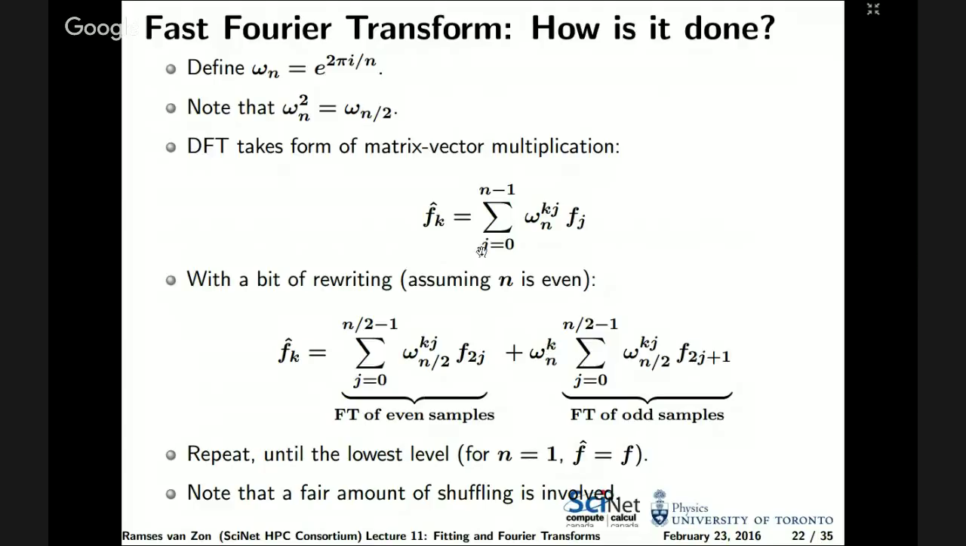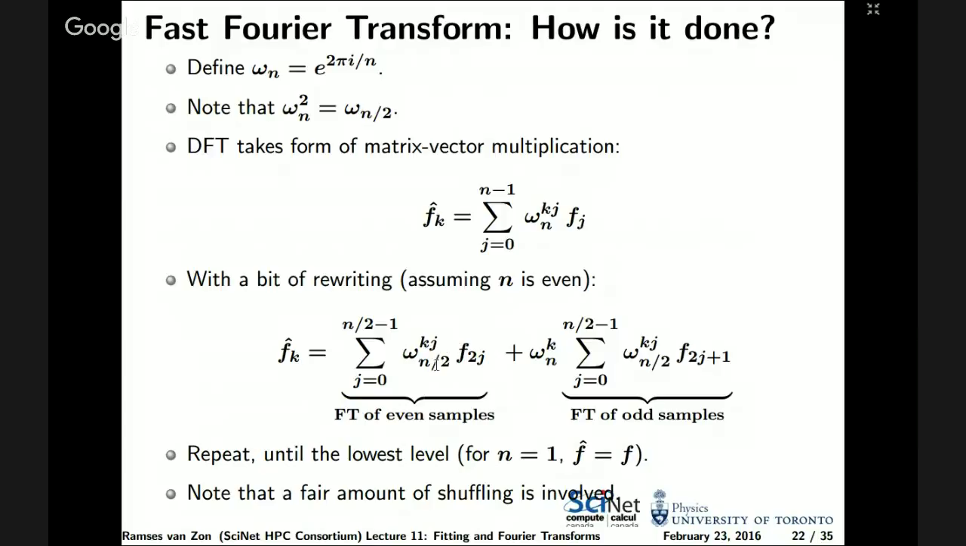Okay, so what I did here, I took this equation. First, I take out all the even samples. So rather than summing from 0 to n minus 1, I go from 0 to n over 2 minus 1. And so these are the even. So I have the even samples here. See that? So I'm only summing over even. Here I'm only summing over odd ones.